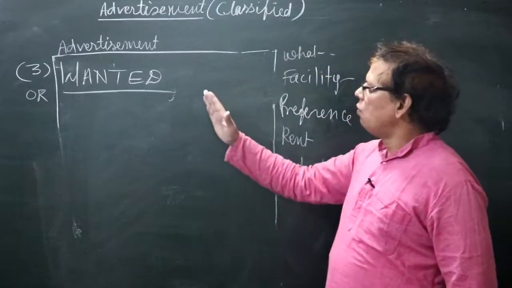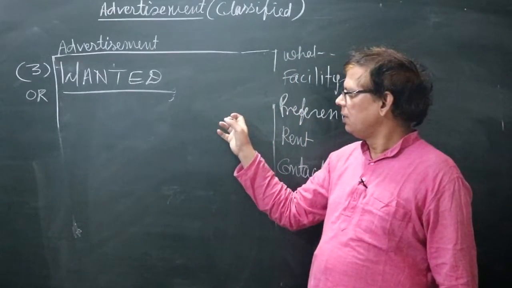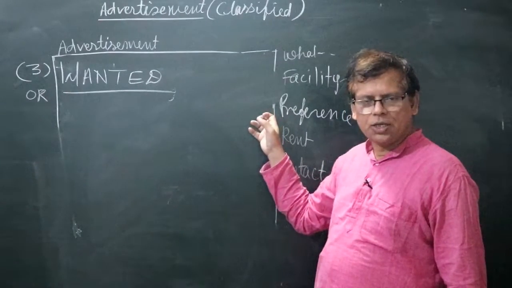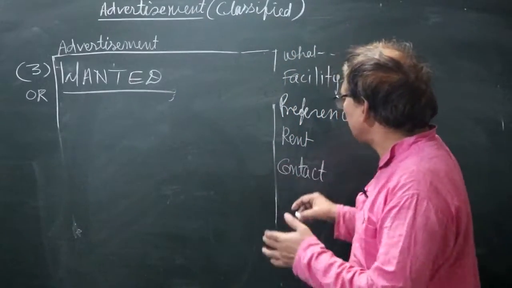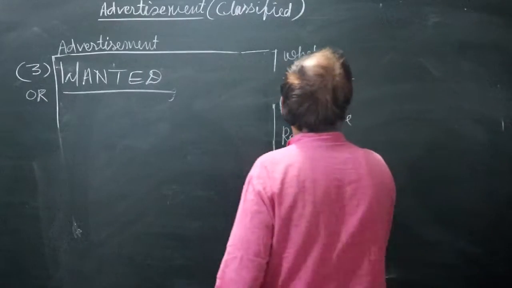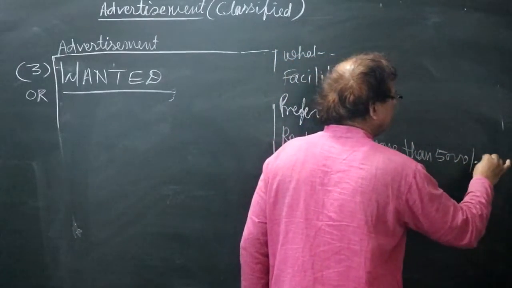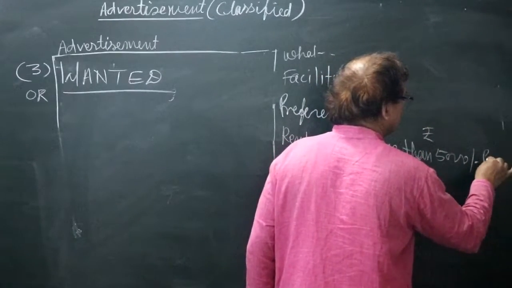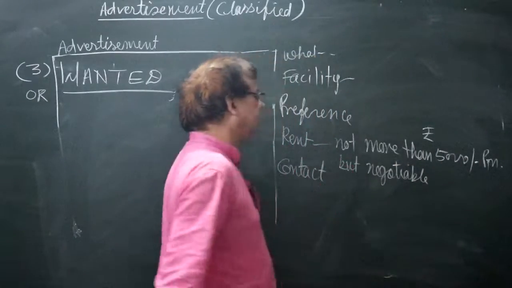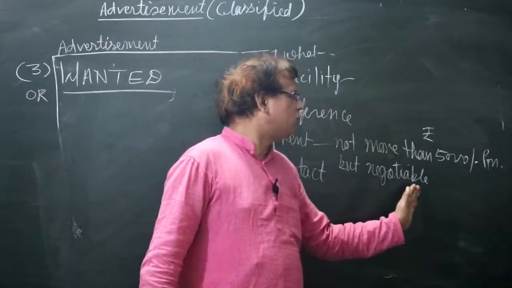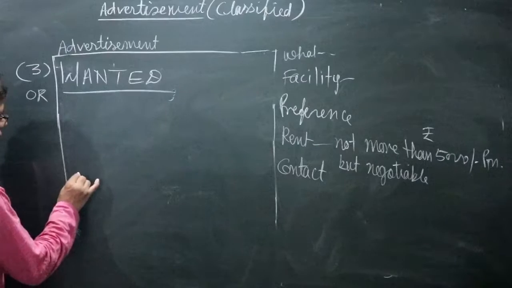and your brief introduction. Wanted a house with 3 rooms and facilities for a teacher with a small family, because they would like to see whether the teacher has a small family or not. Teacher with a small family, and rent not more than 5,000 rupees per month, but negotiable. This word, but negotiable. In the rent amount, negotiable should be written, is suggested to be written. Then contact, the same. The word contact should be focused.